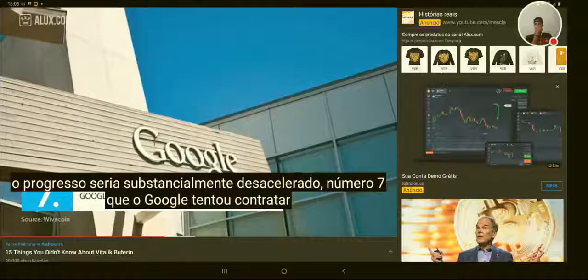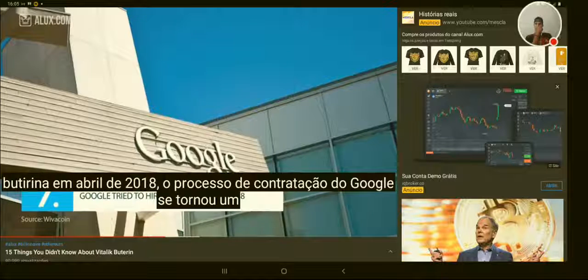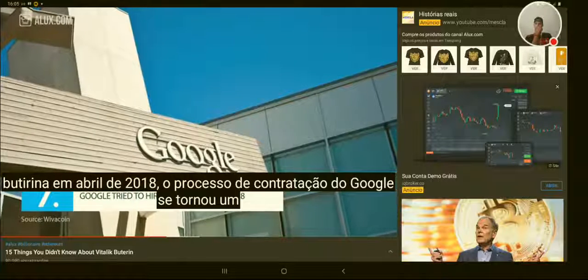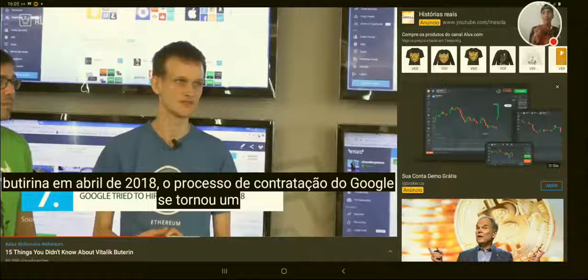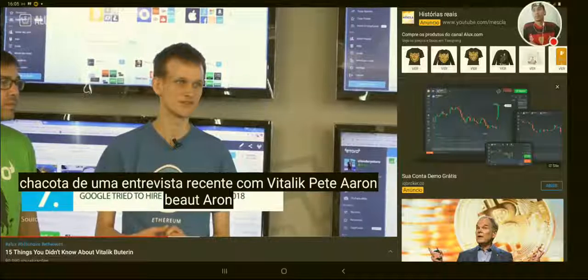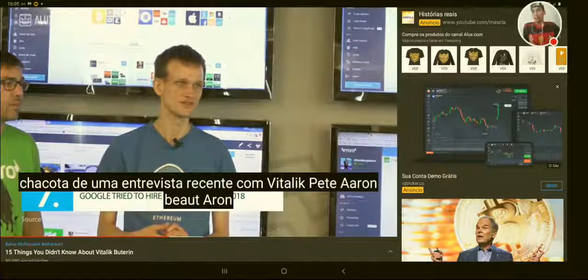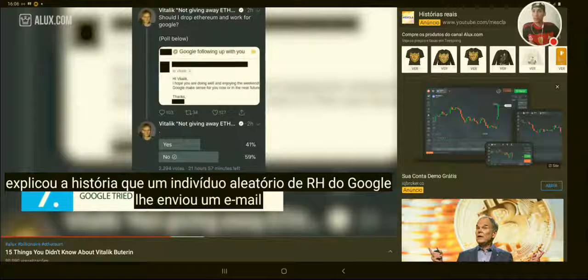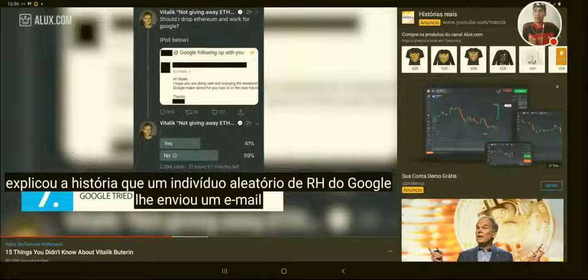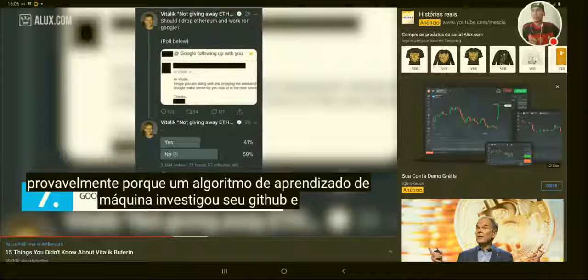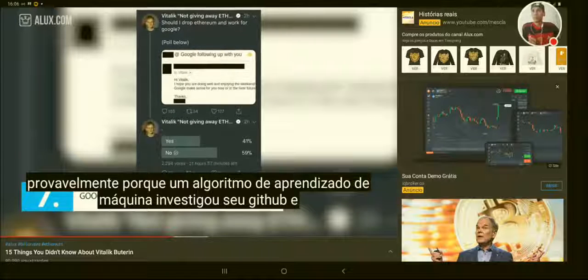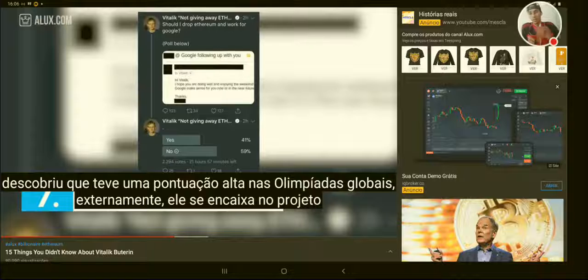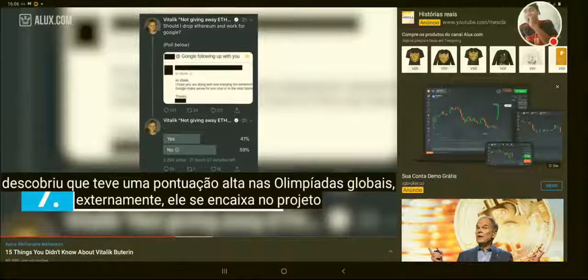Number 7. Google tried to hire Buterin in April of 2018. Google's hiring process became the laughingstock of a recent interview with Vitalik Buterin. Buterin explained the story. A random HR individual from Google emailed him, probably because a machine learning algorithm investigated his GitHub and found he had a high score at the Global Olympiad.